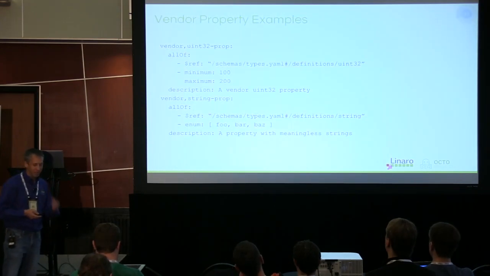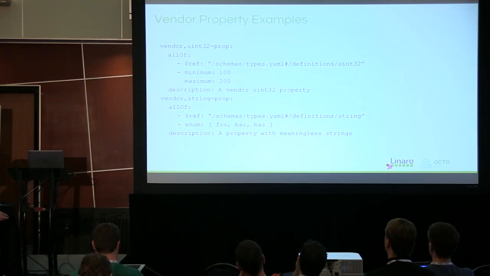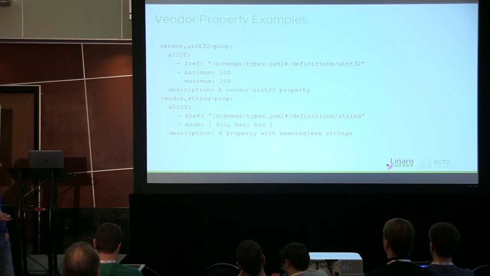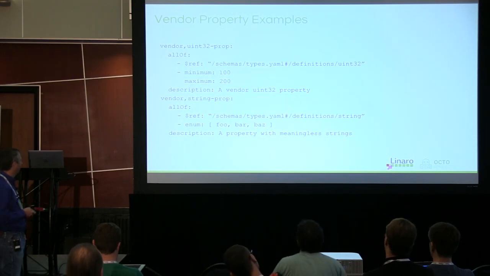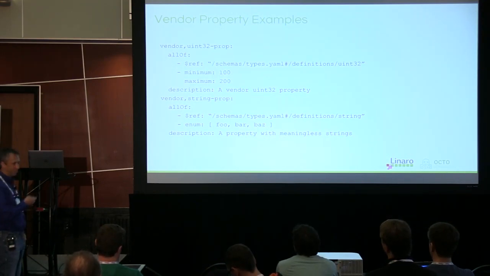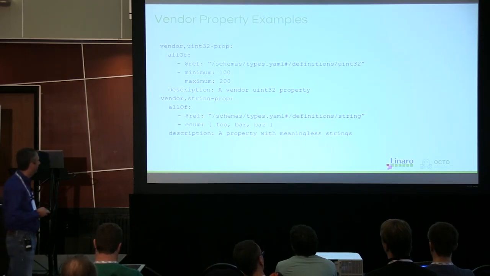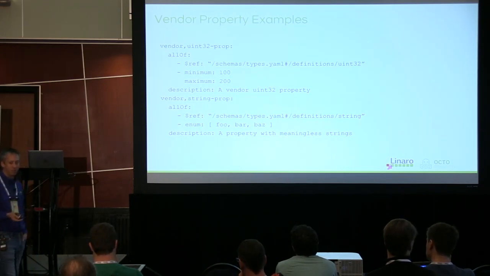And for a vendor property, these typically are done in a way where you're subclassing a base class. And the way you do that in JSON schema is using the allOf keyword. And that's a list of schemas under it. And one is a reference to the base type. And then the next one is the binding specific constraints.